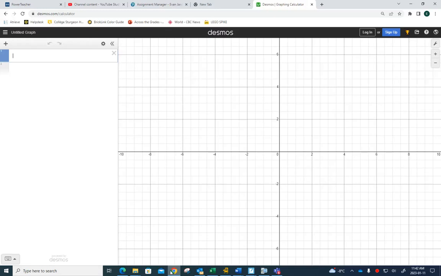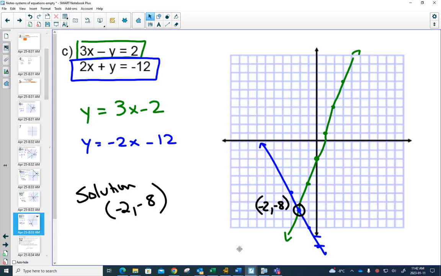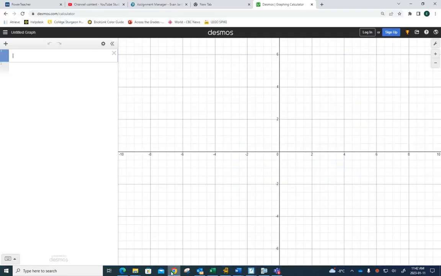What Desmos lets you do is type in the equations, and an advantage with Desmos over the graphing calculator is that with the graphing calculator you have to write y equals. In Desmos, you can write just about anything. So in the equation that we had, 3x minus y equals 2, you can write that directly in Desmos, and it automatically graphs it right away.